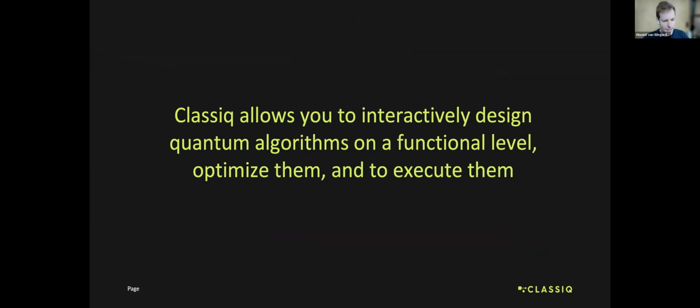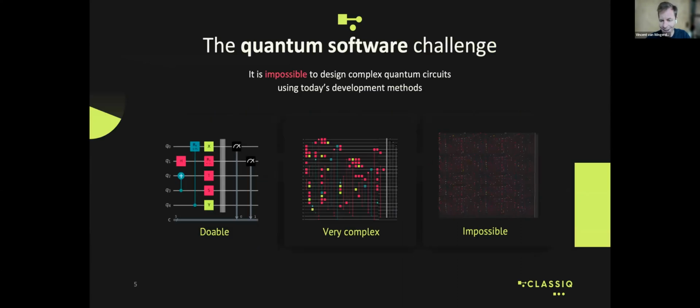So what is Classiq? Classiq allows you to design quantum algorithms on a very high level. And once you've designed those algorithms, Classiq will optimize and create a logical circuit out of that. This might sound a little vague now, but let's get started on what we do and how we do it. Before we do that, let's take a look at why we're doing what we're doing.